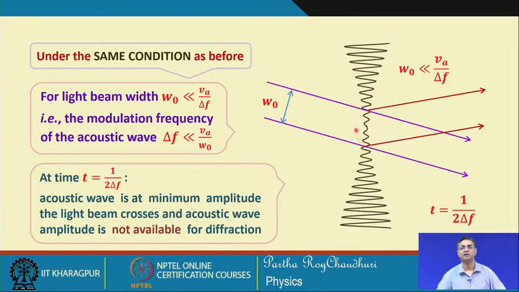The beam is just at the position where the acoustic wave is at minimum amplitude, and this timing we know from the property of the acoustic wave must be t equal to 1 by twice delta f. This is the time starting from t equal to 0. Now, this is the time at which you have this optical beam which is travelling the acoustic wave, where the acoustic wave amplitude is minimum. So, the optical wave is not used for Bragg diffraction, because there is no acoustic wave amplitude here. So, at this time the diffracted beam will have minimum amplitude. The acoustic wave amplitude is not available for diffraction. So, this diffracted beam will have the minimum amplitude, because there is not enough amplitude of the acoustic wave.